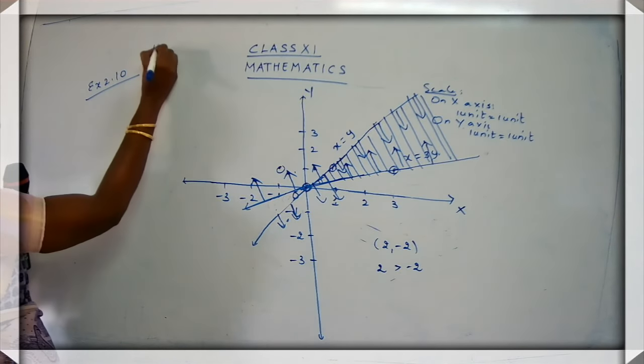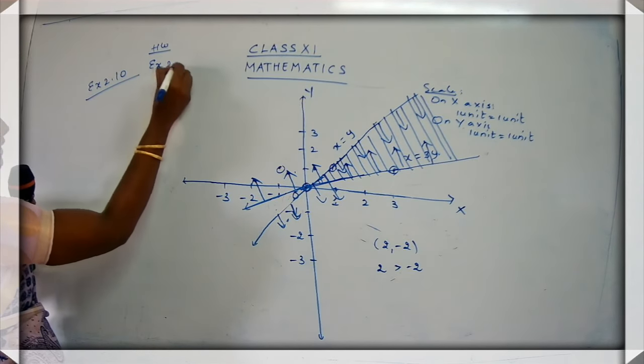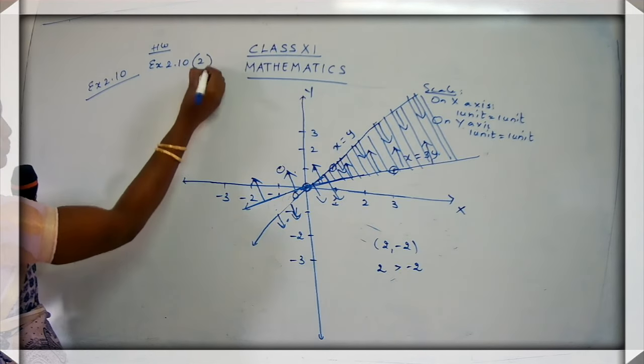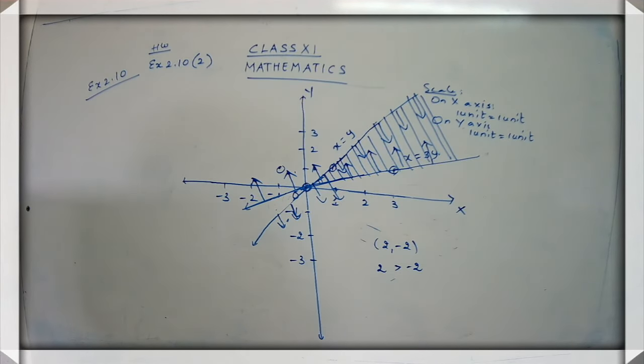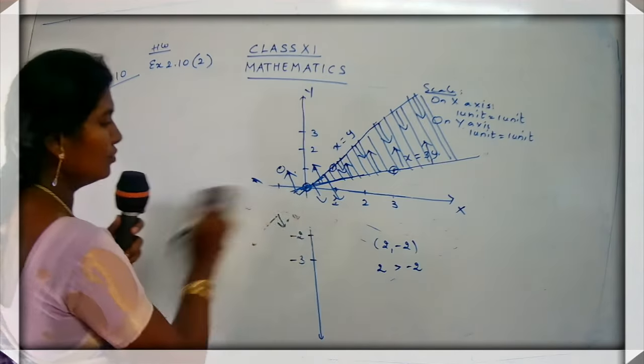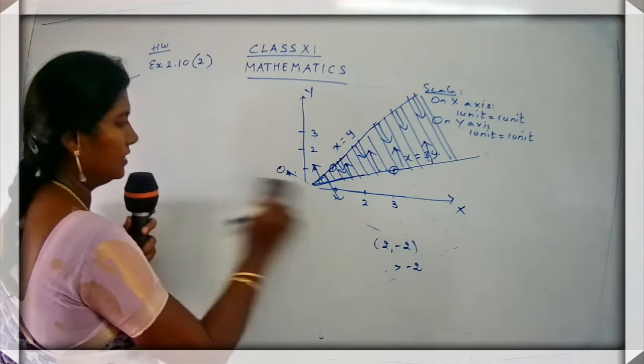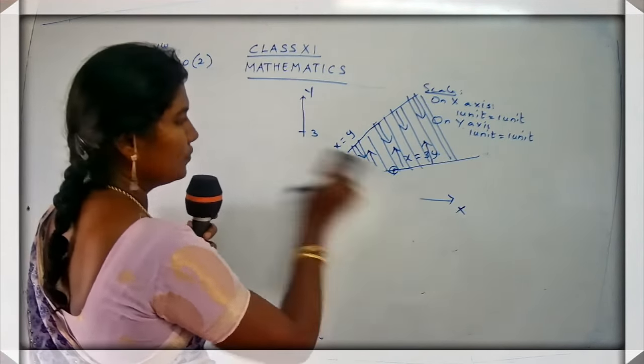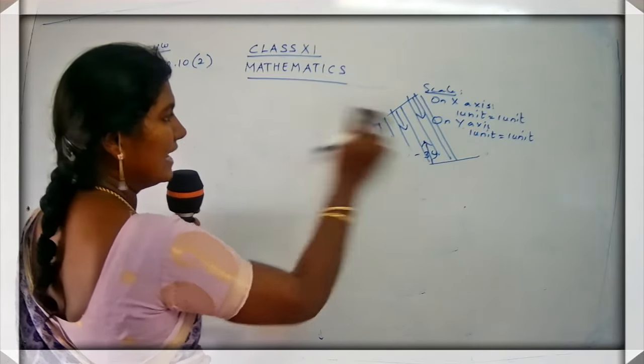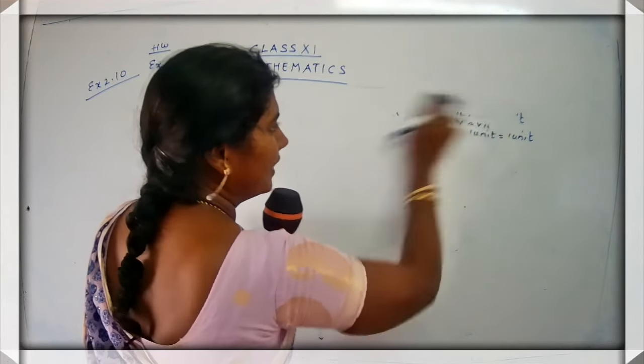So homework is exercise 2.10, sum number 2. The second graph you are going to complete. Okay, children? Okay. Let's move to the next graph. Third graph. It's very easy. You have to just determine the area. So you have to choose the proper coordinate. That's all.